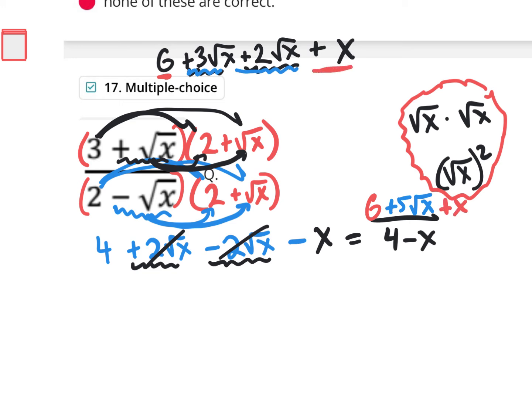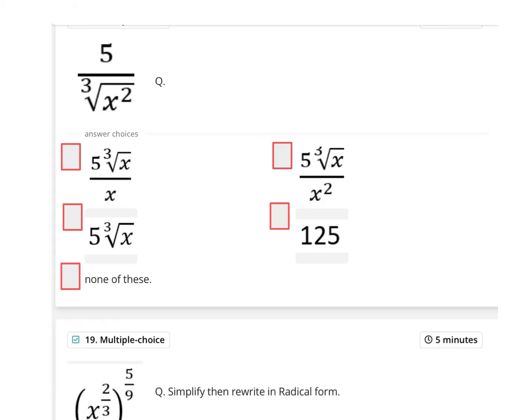And believe it or not, ladies and gentlemen, this is your answer. This fraction, 6 plus 5 square root of x plus x on the outside over 4 minus x. That is your answer for this question. So please make sure you find that on the multiple choice options. And yeah, it is true that this could have been switched with the negative x first and the positive 4 second. But I believe this is how it's going to be set up on the multiple choice.